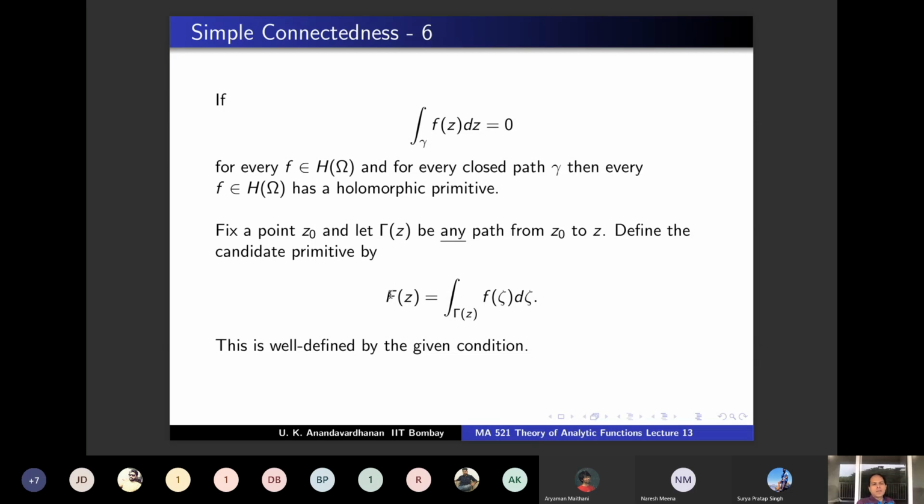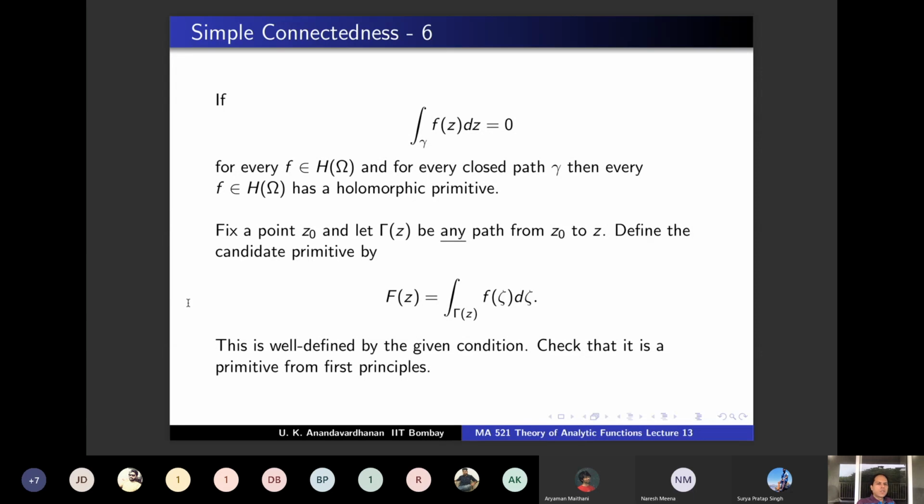And how do you check that F prime of z is f(z)? From first principles, take F(z) minus F(z0) by z minus z0, limit as z goes to z0. You can take the limit inside, etc. It is a standard argument from first principles to check that this is a primitive. So this is the next condition.